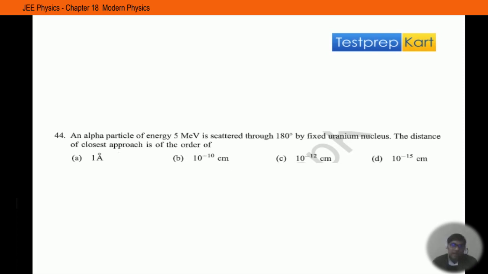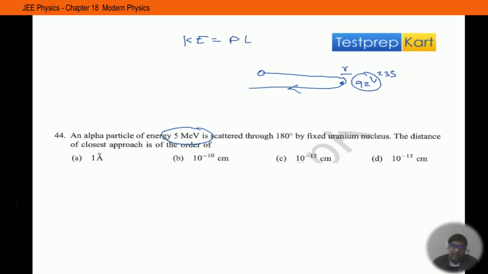Next is, an alpha particle of energy 5 mega electron volt is scattered through 180 degrees by a fixed uranium nucleus. Means there is a uranium nucleus, uranium 235, so total nucleons are 235, but 92 protons. Now an alpha particle is coming, and when it reaches this point, there is a balance between potential energy and kinetic energy. This is the break point. Let's take this distance as r. After that, it will get scattered. It means at this point, the kinetic energy of the alpha particle must be balanced by the potential energy of the system that includes the alpha particle and this uranium nucleus.